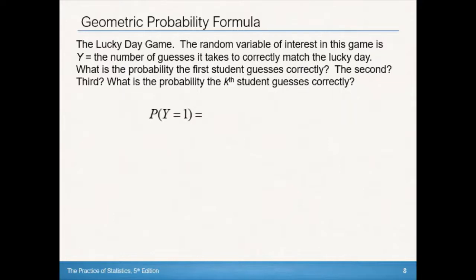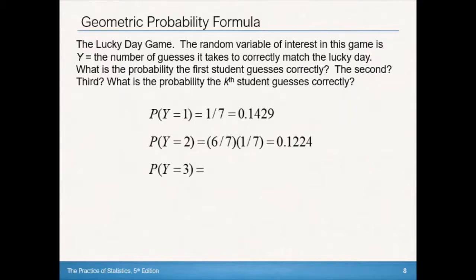So probably the first person guesses correctly, well, they have a 1 in 7 chance, or about 14%. Now, what about the probability the second person guesses correctly? You might say, oh, isn't that just 1 out of 7? Yes, but think about what has to happen for the second person to guess correctly. That means the first person has to guess incorrectly. So in other words, not just what's the probability the second person guesses, but that it takes a second person before we get the first correct guess. So the probability the first person guesses incorrectly is 6 out of 7, and the probability the second person guesses correctly is 1 out of 7, or about 12%.